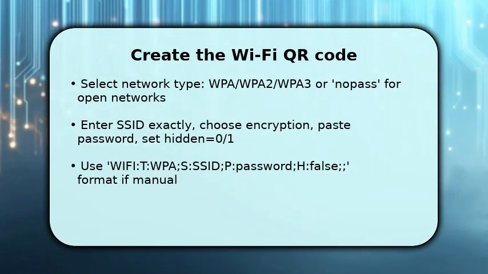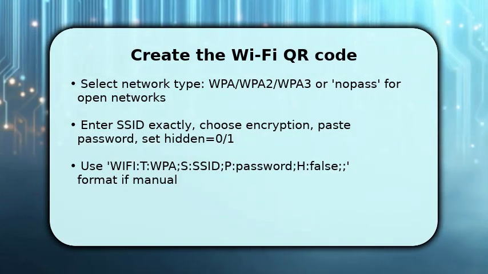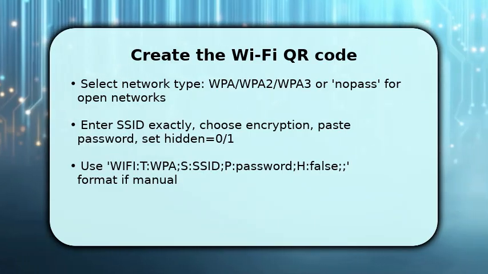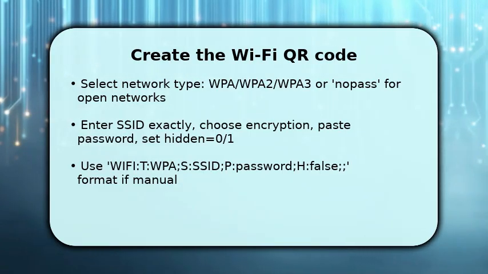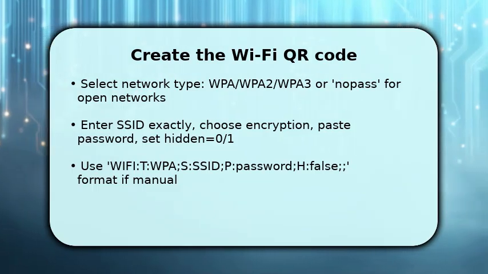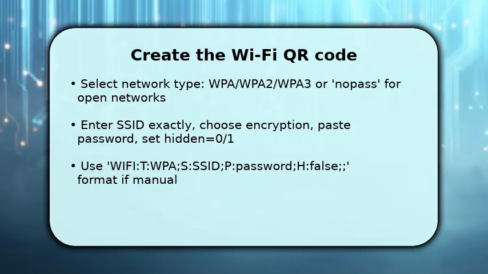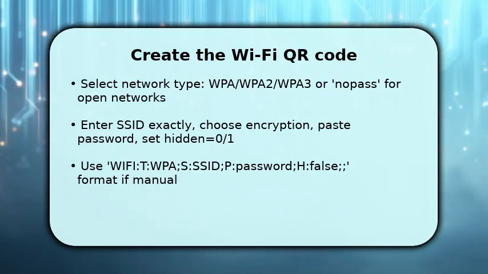Choose the correct security type because a mismatch prevents connection. Enter SSID precisely, then paste the password. Toggling hidden network to true matters only if your network is hidden. If the tool supports settings, set channel or format options as needed.